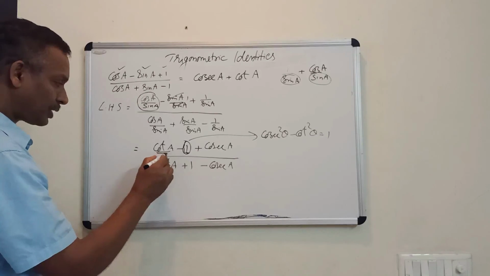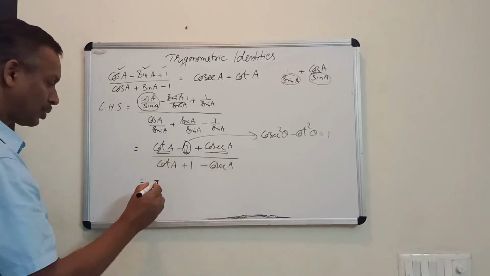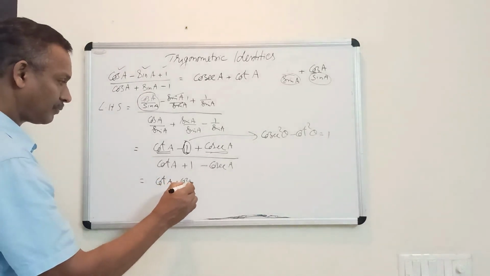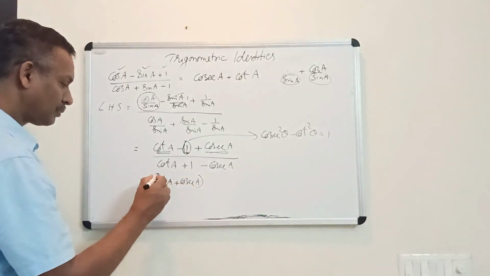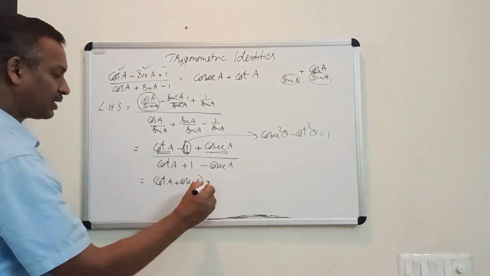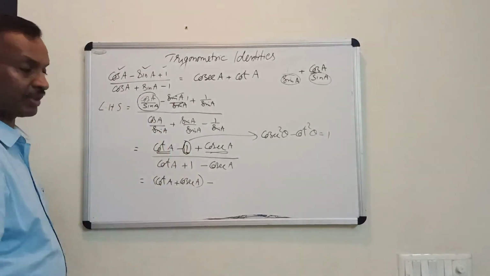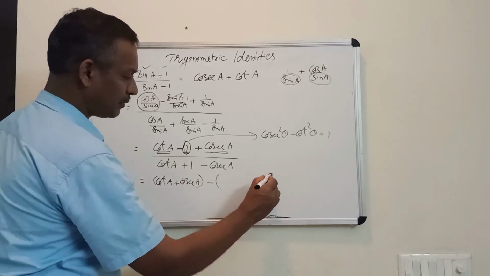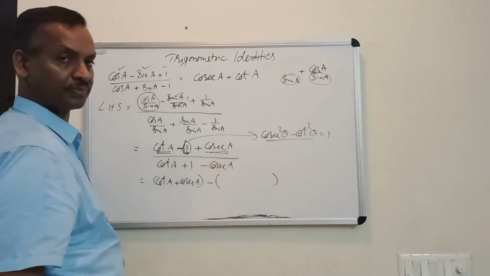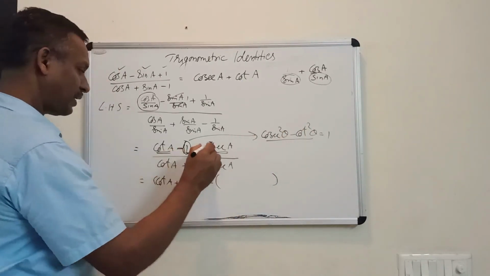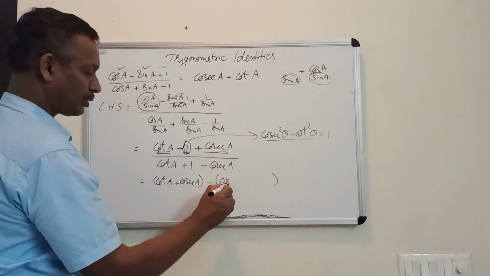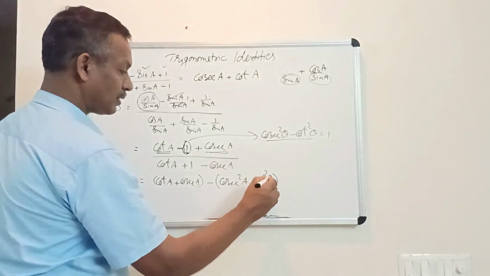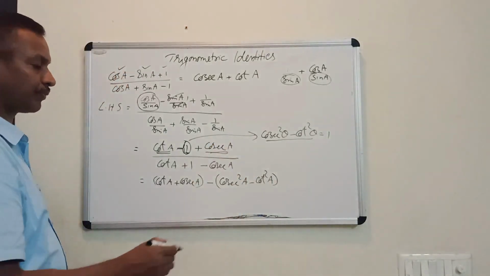I write these two terms first, cot A plus cosec A together, and then minus 1. That 1 has a minus sign, and it is replaced by this identity. Here I wrote theta, but here the angle is A, so you have to write cosec square A minus cot square A. This is the important step you have to do.